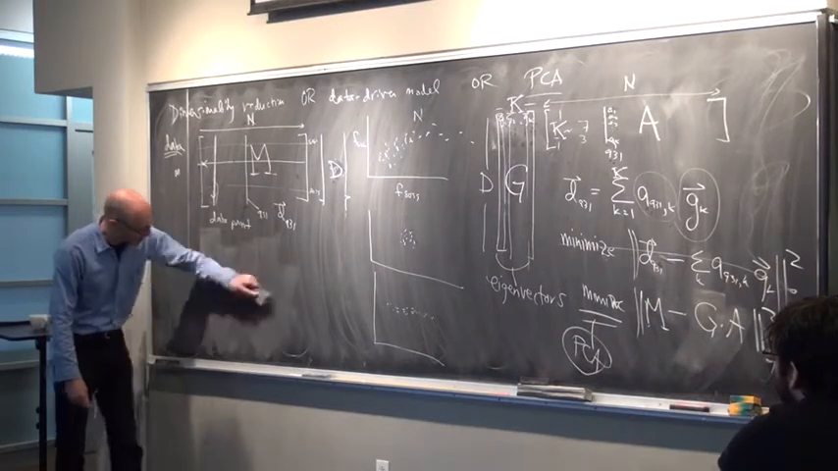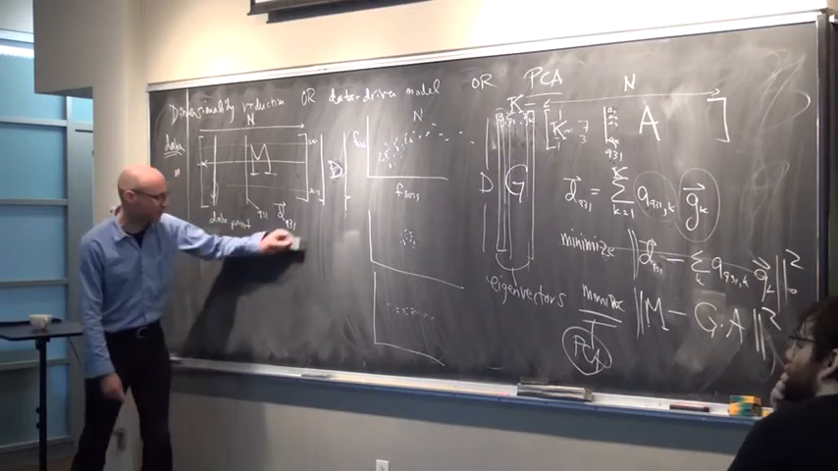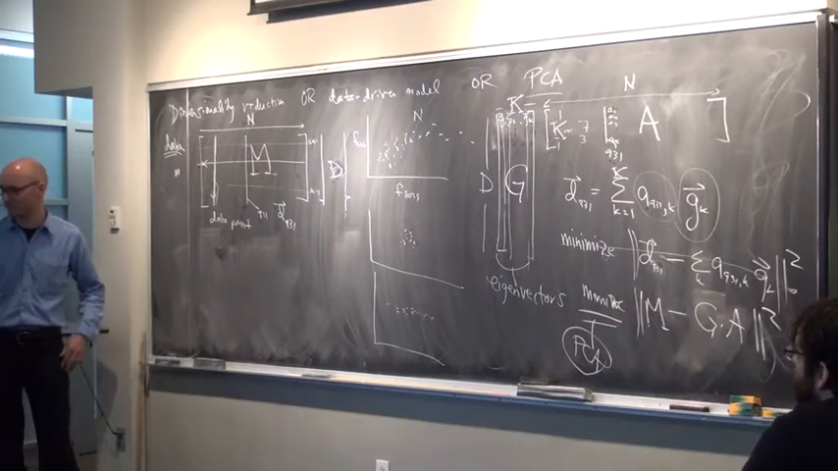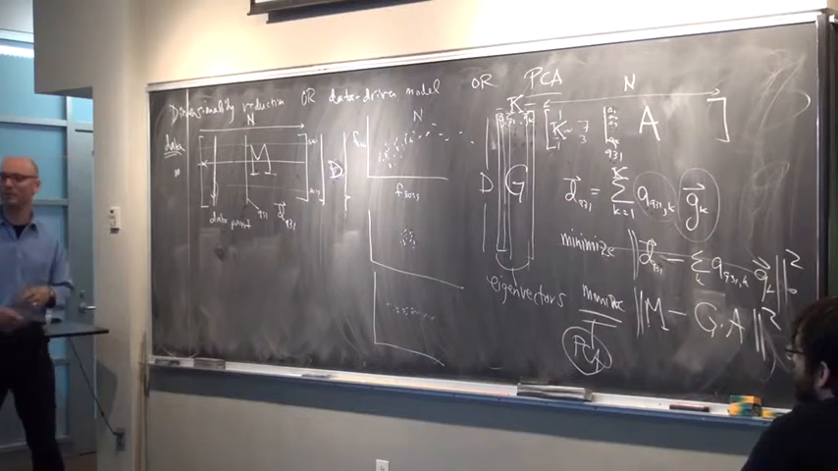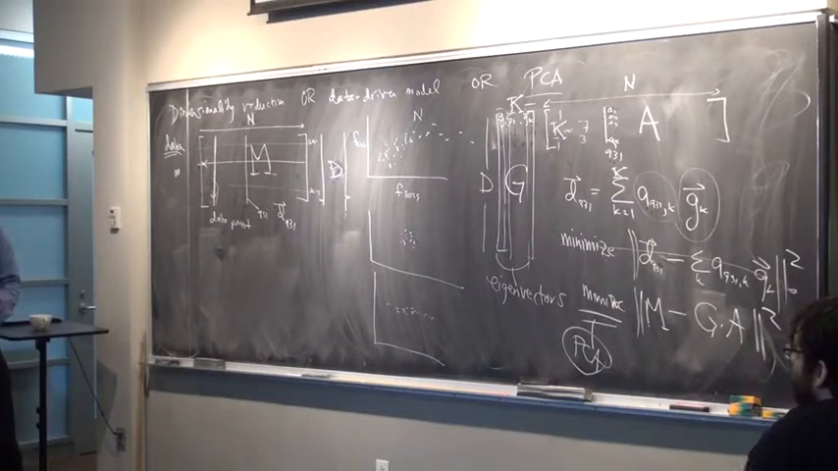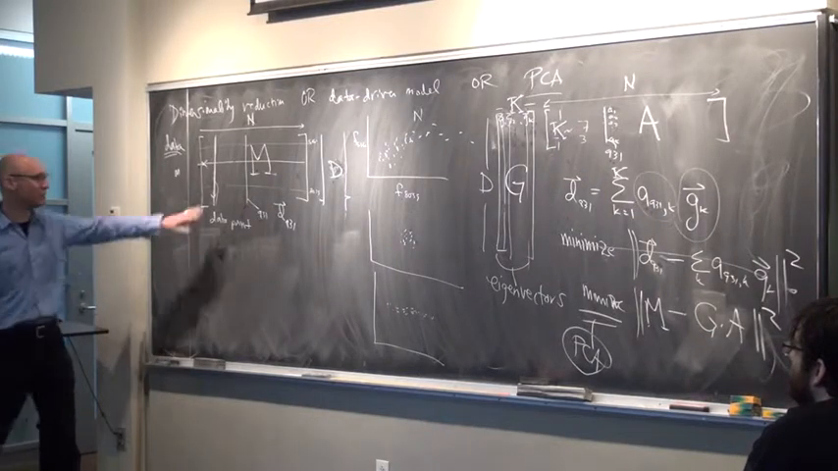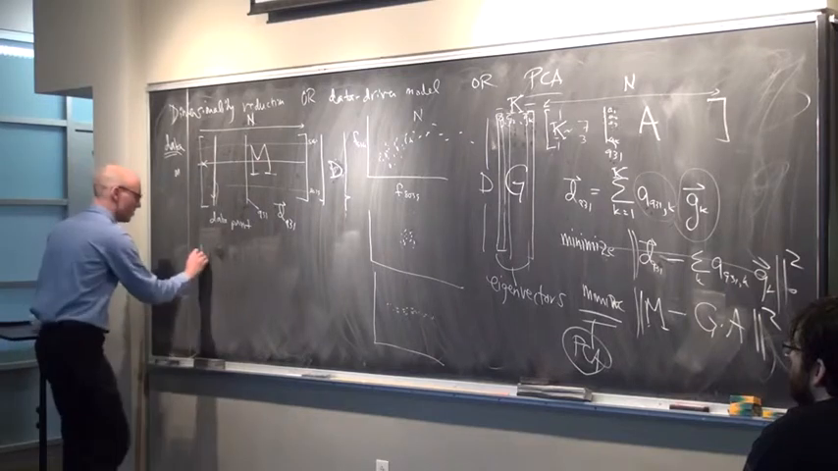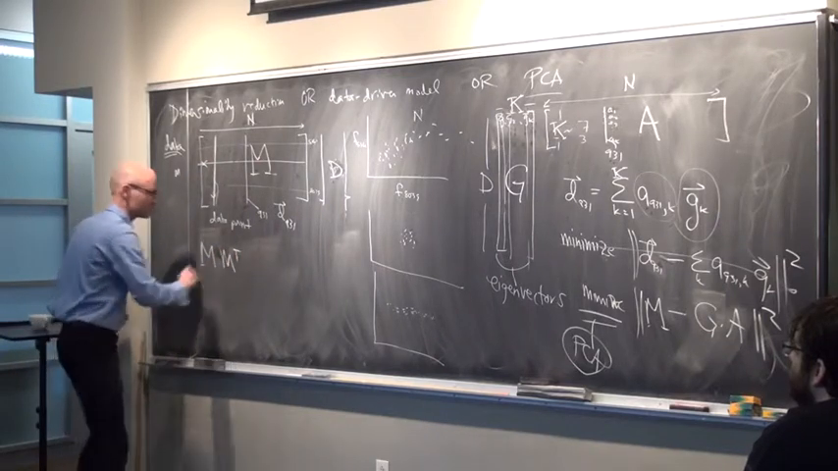I started by saying that all important matrices in science, in physics, are square, and not just square, but positive definite, or in the case of quantum mechanics, Hermitian, which is the same thing. What is the Hermitian matrix you can make here? What is the positive definite matrix you can make here? Well, there's a very simple one. You can do M transpose. So if I do M transpose, so what's M transpose?